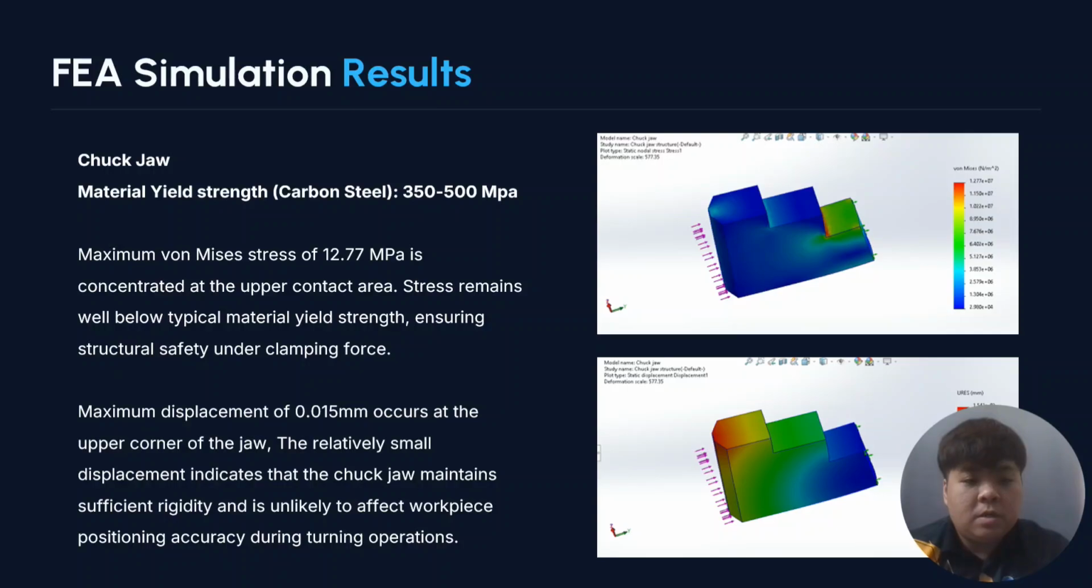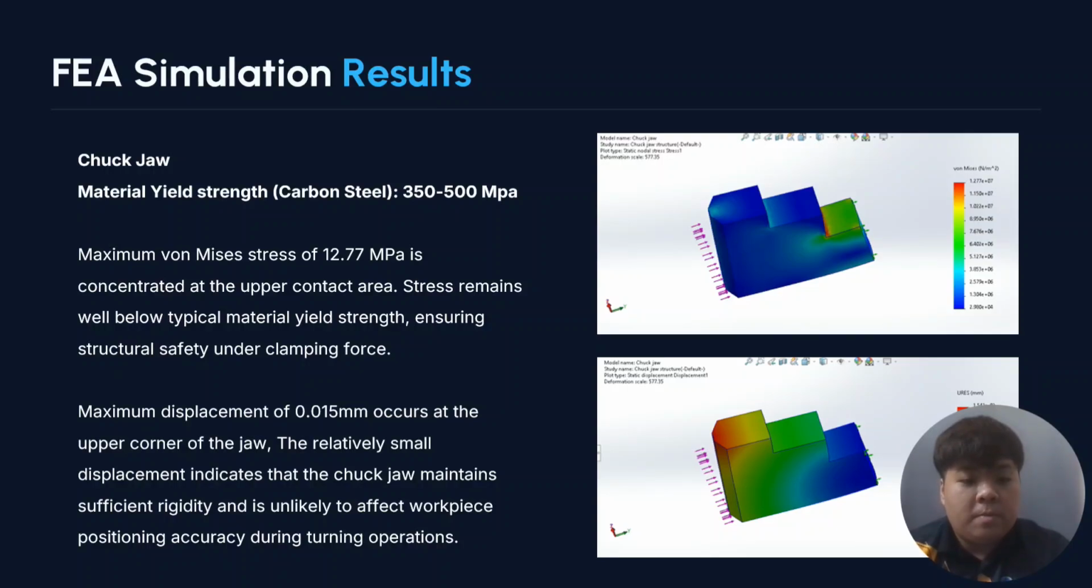Next, after all the CAD parts were done, we chose some essential parts for finite element analysis. The first part was the chuck jaw, and its material was carbon steel, with a yield strength of 350 to 500 megapascal. For the result of the chuck jaw, a maximum von Mises stress of 12.77 megapascal is concentrated at the upper contact area. The stress remains well below the typical material yield strength, ensuring its structural safety under clamping force.